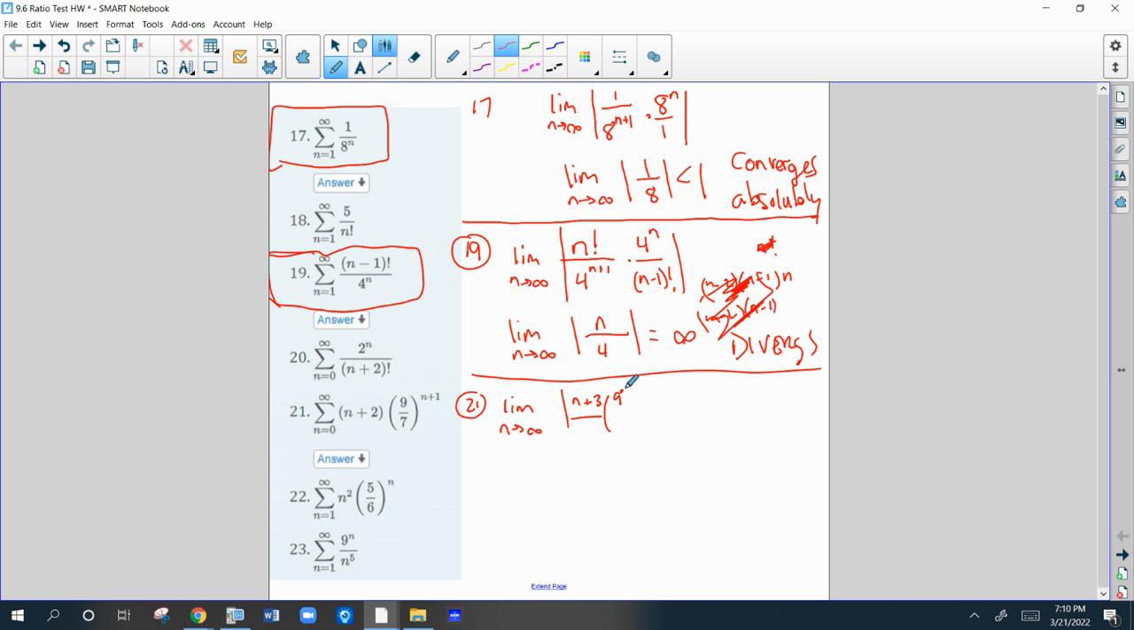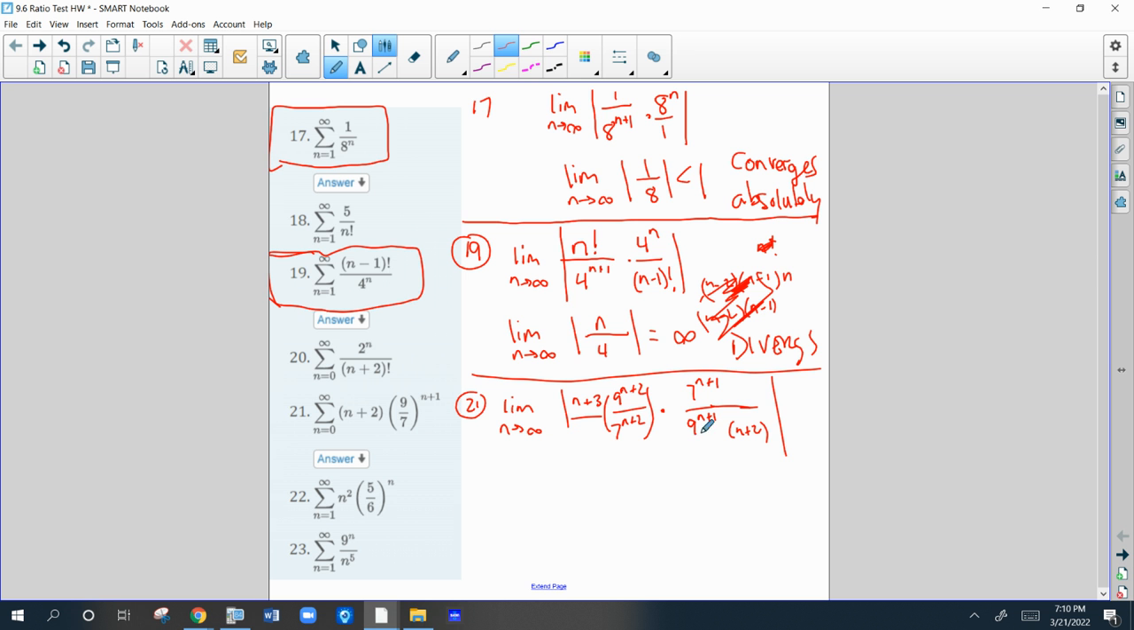9 to the n plus 2 over 7 to the n plus 2, multiplied by the reciprocal of this, which should be 7 to the n plus 1 over 9 to the n plus 1. I'm just writing like this because I think it's easier to keep those separate. And then n plus 2 on the bottom. So we have to go ahead and deal with this limit.